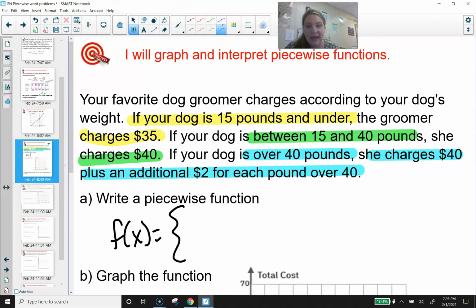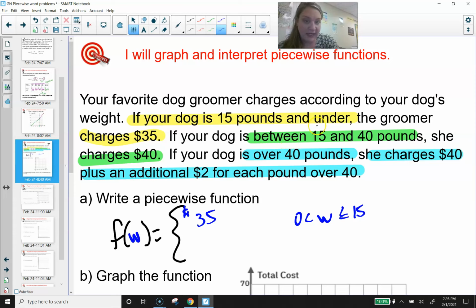All right, the first rule, if your dog is 15 pounds and under, the groomer charges $35. Instead of x, I'm going to use w just because of weight. It's going to help me see it better. So the weight of the dog is 15 pounds or under. I'm not just going to say my weight has to be under 15. It has to also be bigger than 0, right? Well, it can't be equal to 0 because it doesn't exist. So for a dog to exist, it has to be above 0 pounds. So between 0 and 15 pounds, our dog groomer charges me $35 flat. It's a flat fee. So it's just $35. Okay.